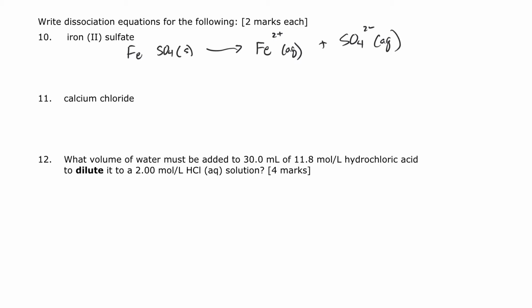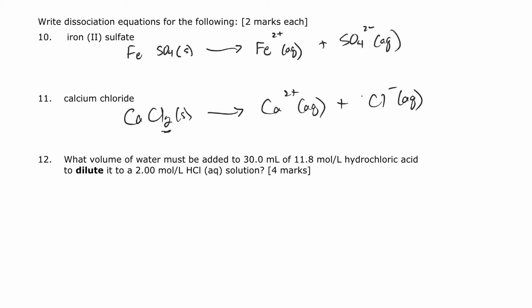Okay, calcium chloride, same thing, CaCl2. A solid, when you dump it in water, it forms calcium ions, aqueous, plus chloride ions, aqueous. Now this one, there's a 2 here, so I need a 2 there. Chloride ions are just Cl minus. If you have chlorine by itself and it's not an ion, you always have to write it Cl2, but not in this case.